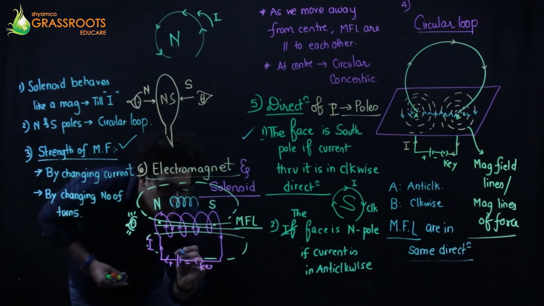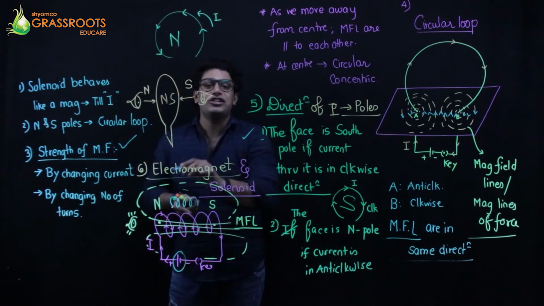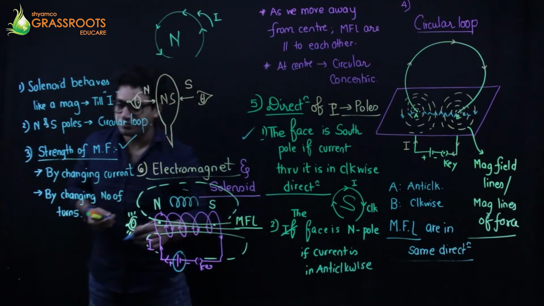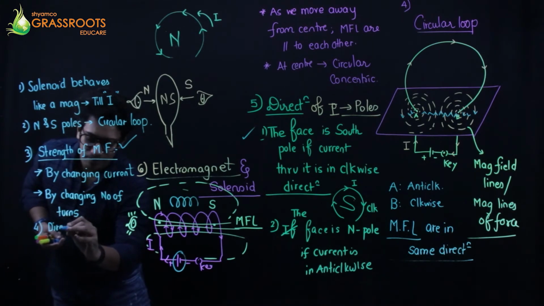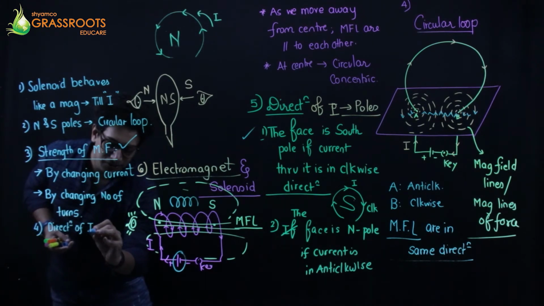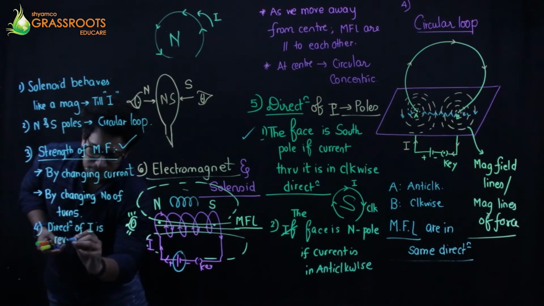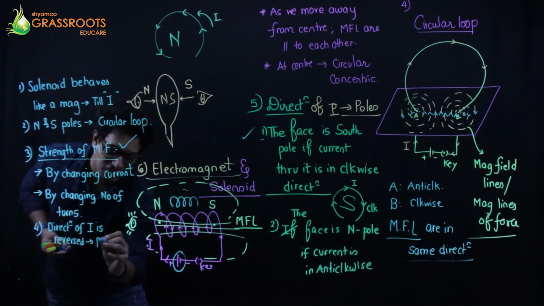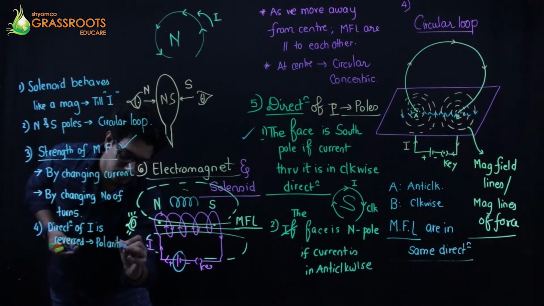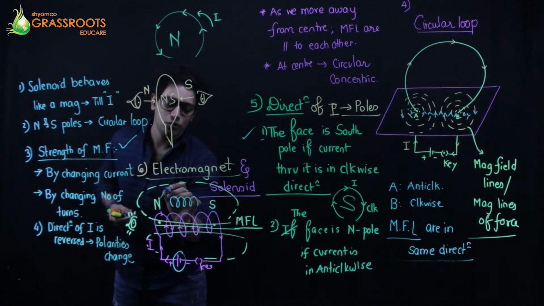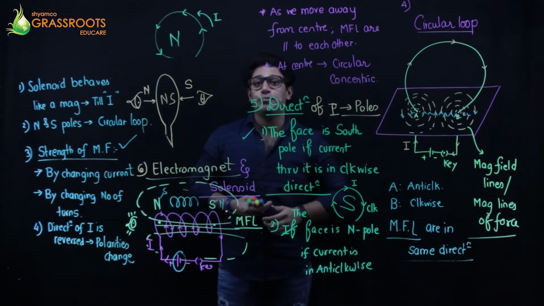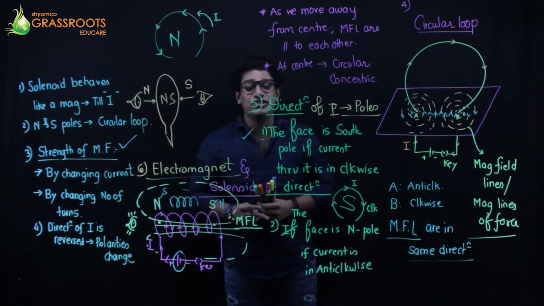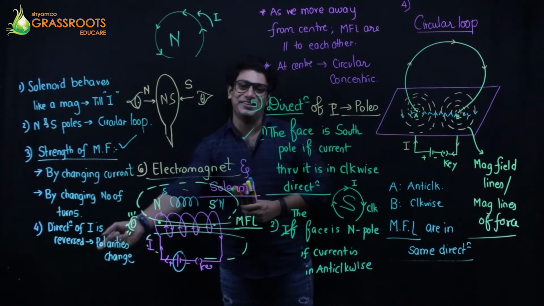Obviously, if I change the polarity of a battery, then the direction of the magnetic field also changes. Strength change करने के दो options हैं. To change the direction, if direction of current is reversed, polarities change. Polarities change means अगर ये north है ना तो ये south बन जाएगा, अगर ये south है ये north बन जाएगा. So you can also change the polarity of the magnet by changing the direction of the current.